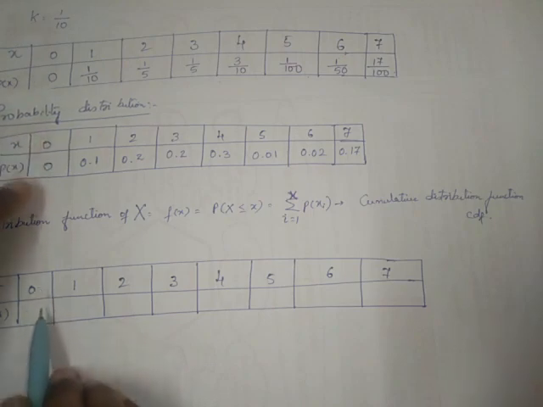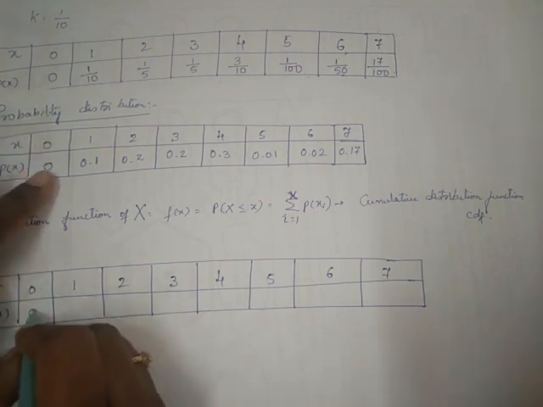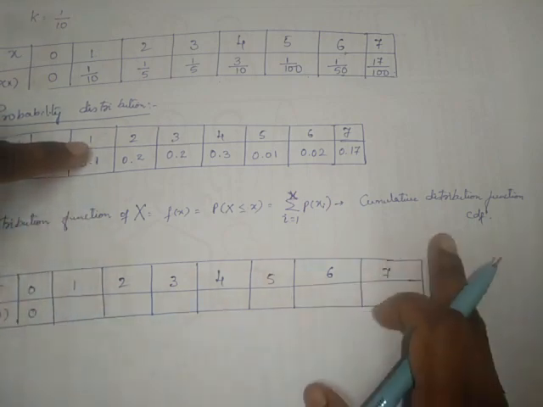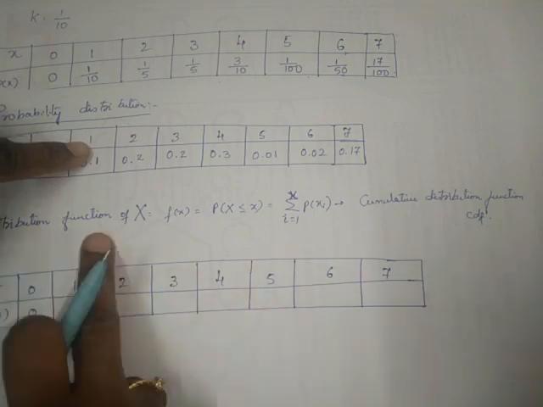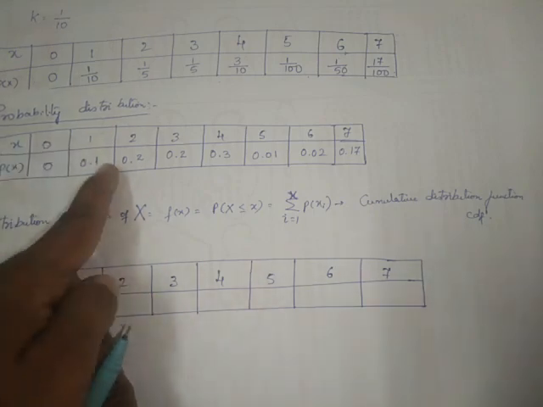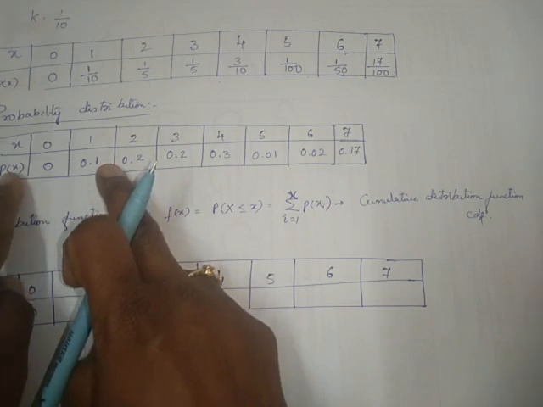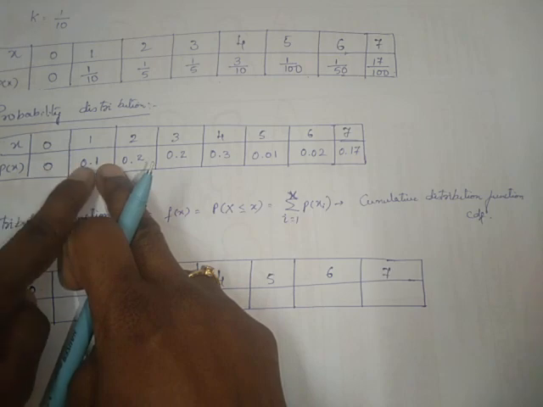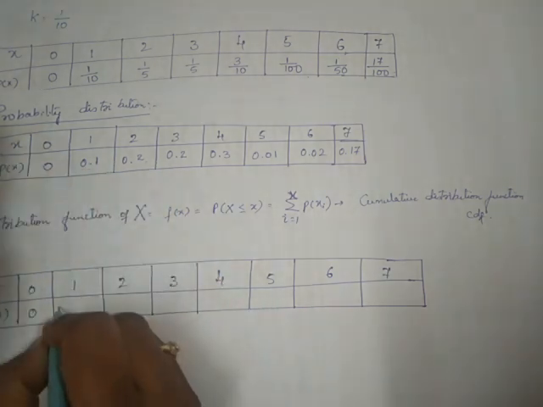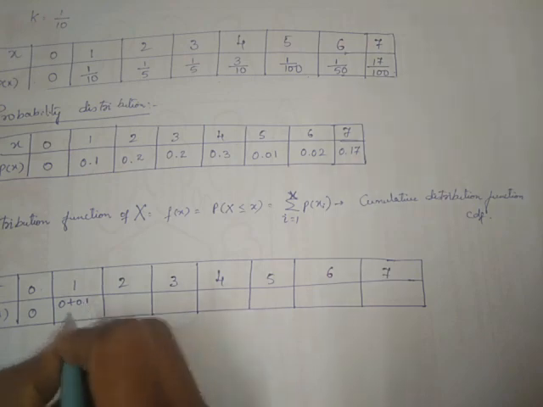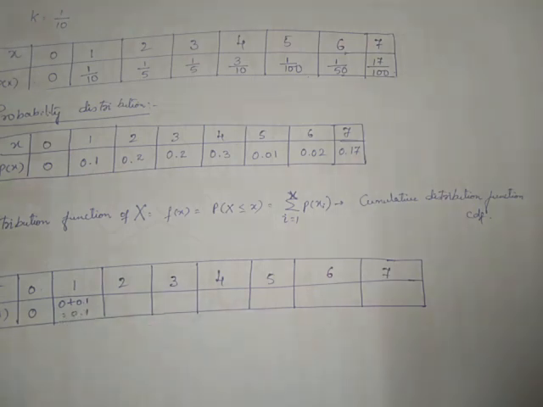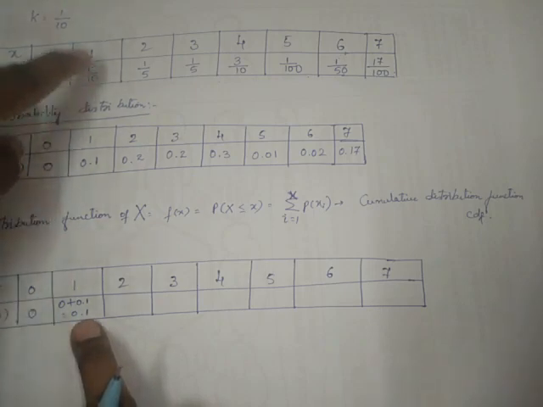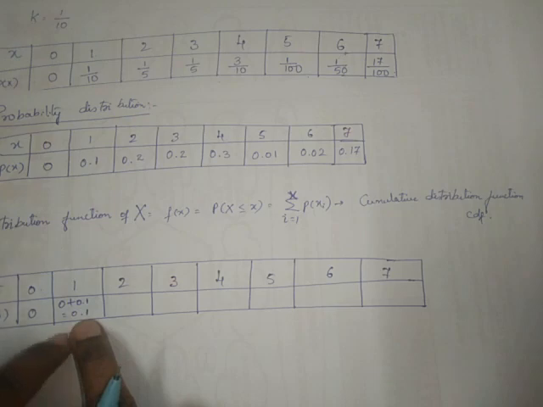For x is equal to 0, the value is 0. Write it since it is the first stage. For x is equal to 1, what is the cumulative distribution function? We have to add all the values of p of x till here. Till here we have 0 and 0.1. So 0 plus 0.1 will be equal to 0.1. To add the fractional values it would be difficult, so I converted it into decimal values.